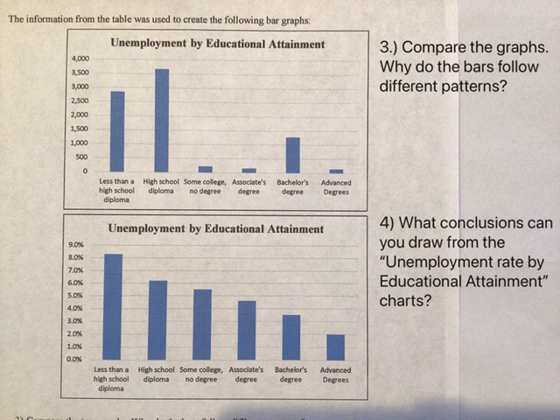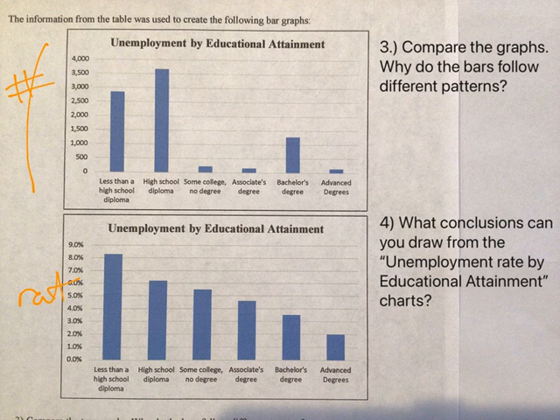Now let's look at the same data, but in graphics, just to answer a couple of questions here. So first, we're going to compare the graphs. They show the same thing. Across the horizontal axis, we have our educational attainment. Now, in the top, we have numbers. In the bottom, we have the unemployment rate, right? We've got the percentages. Okay, so why do the bars follow different patterns?